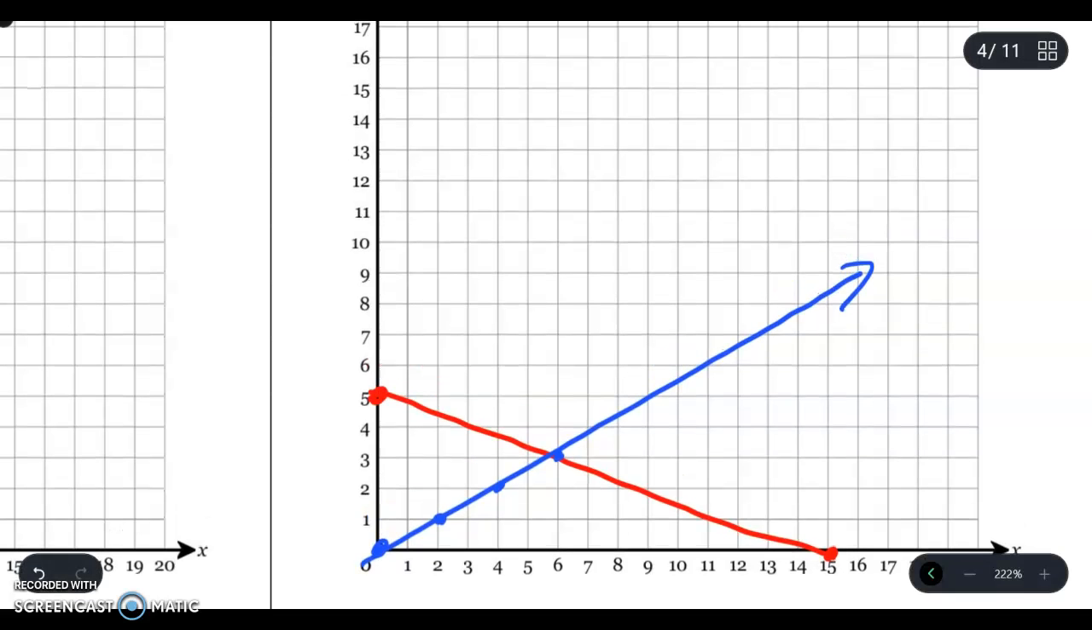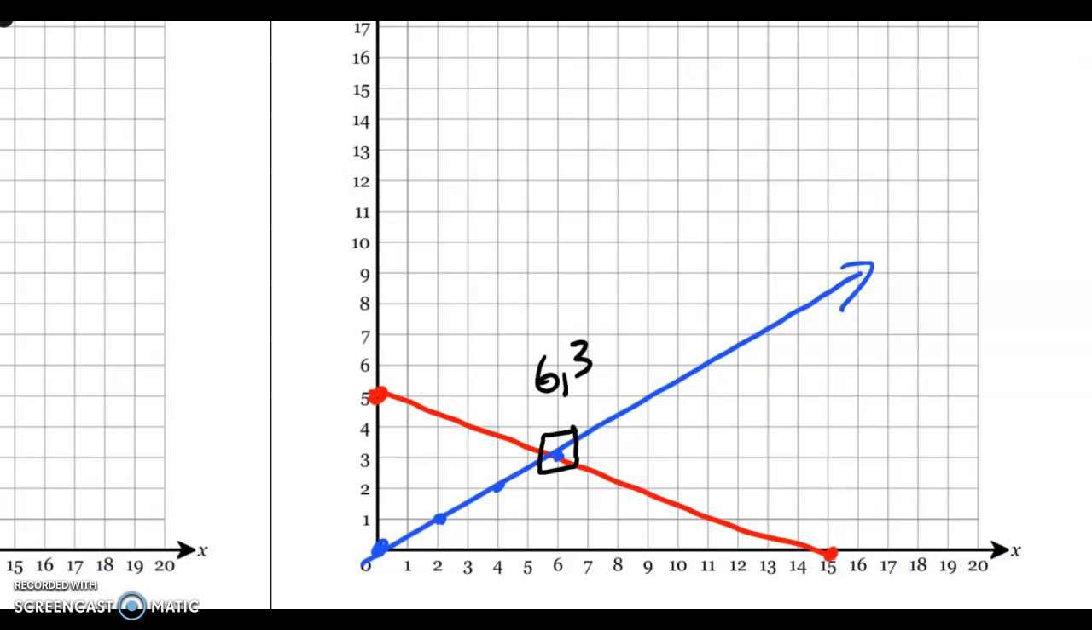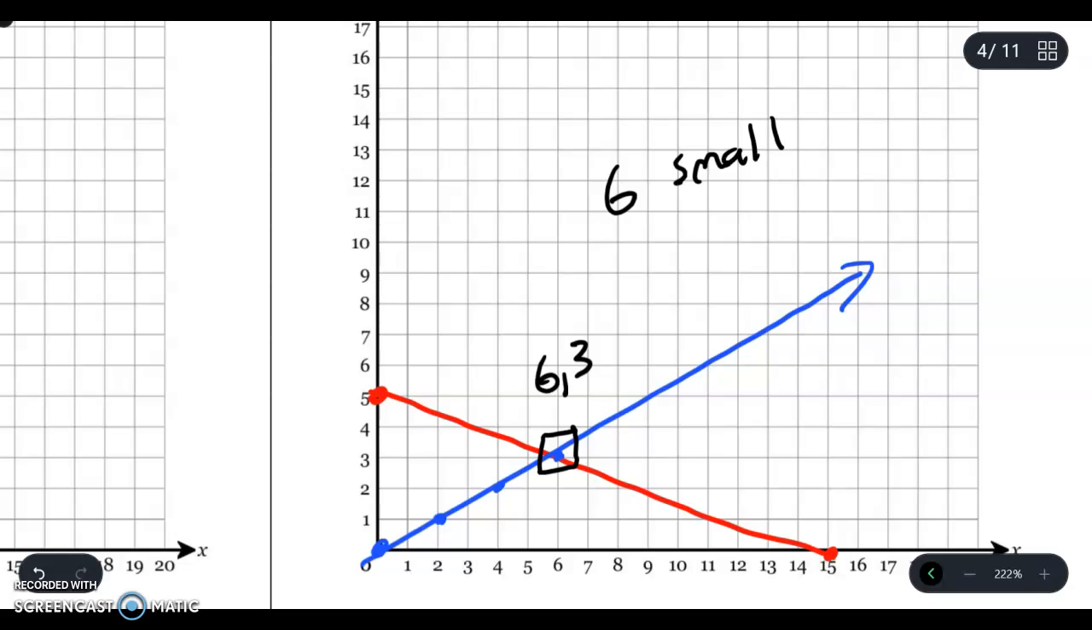So now, where does it meet? Well, it meets right here at 6 and 3. Okay? So what does that mean? We've got 6 small boxes and 3 large boxes.